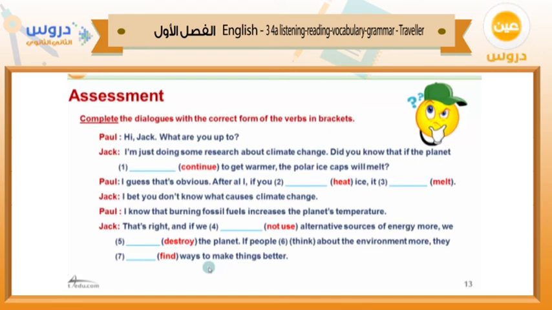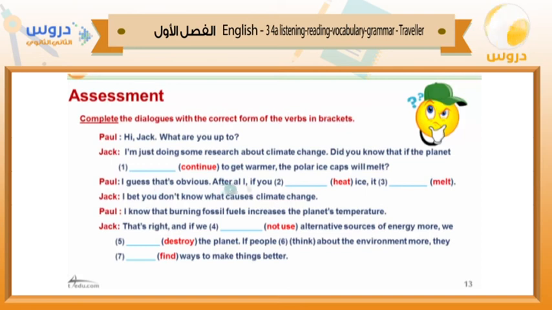So for number one, Jack: I'm just doing some research about climate change. Did you know, this is a question, that if the planet, the polar ice will melt. So if you have will here, in the present, the verb should be present here. Will, present. So if the planet continues to get warmer, the polar ice will melt. This is conditional, if conditional 1.